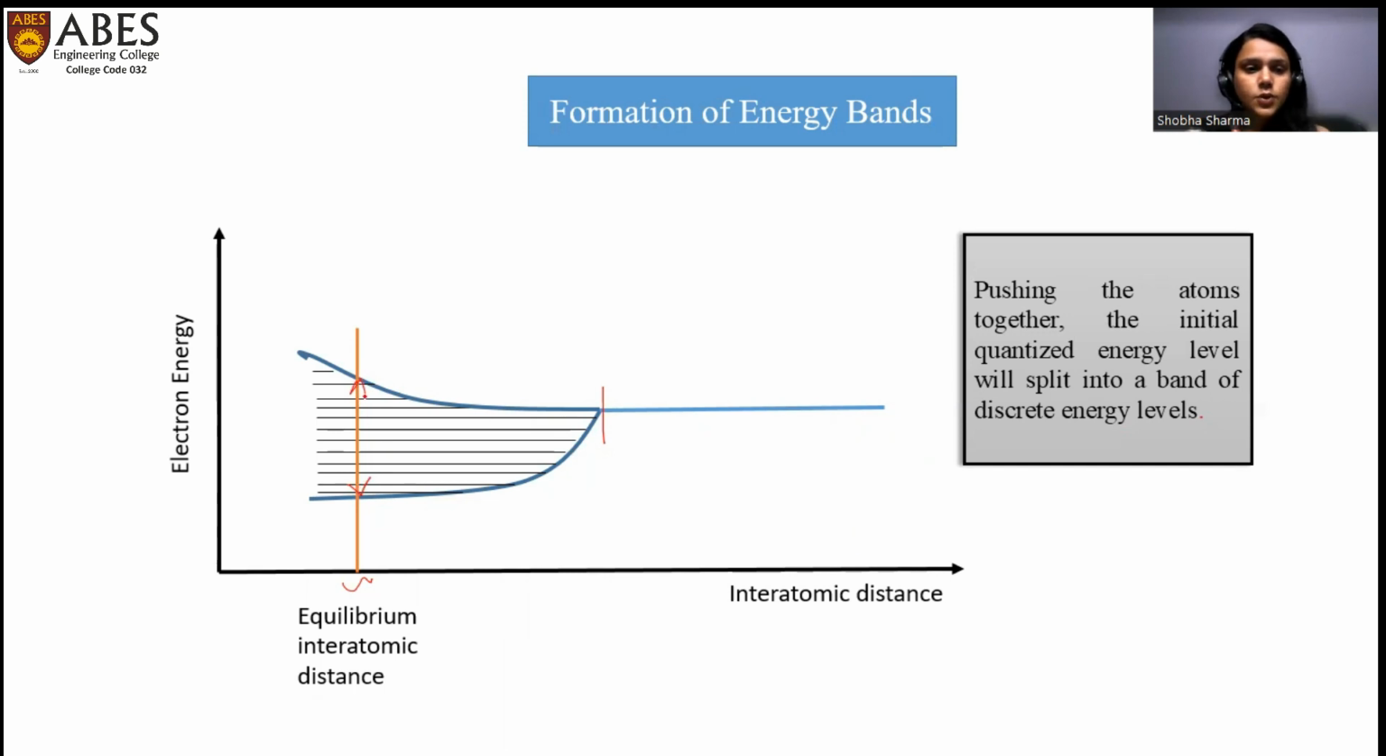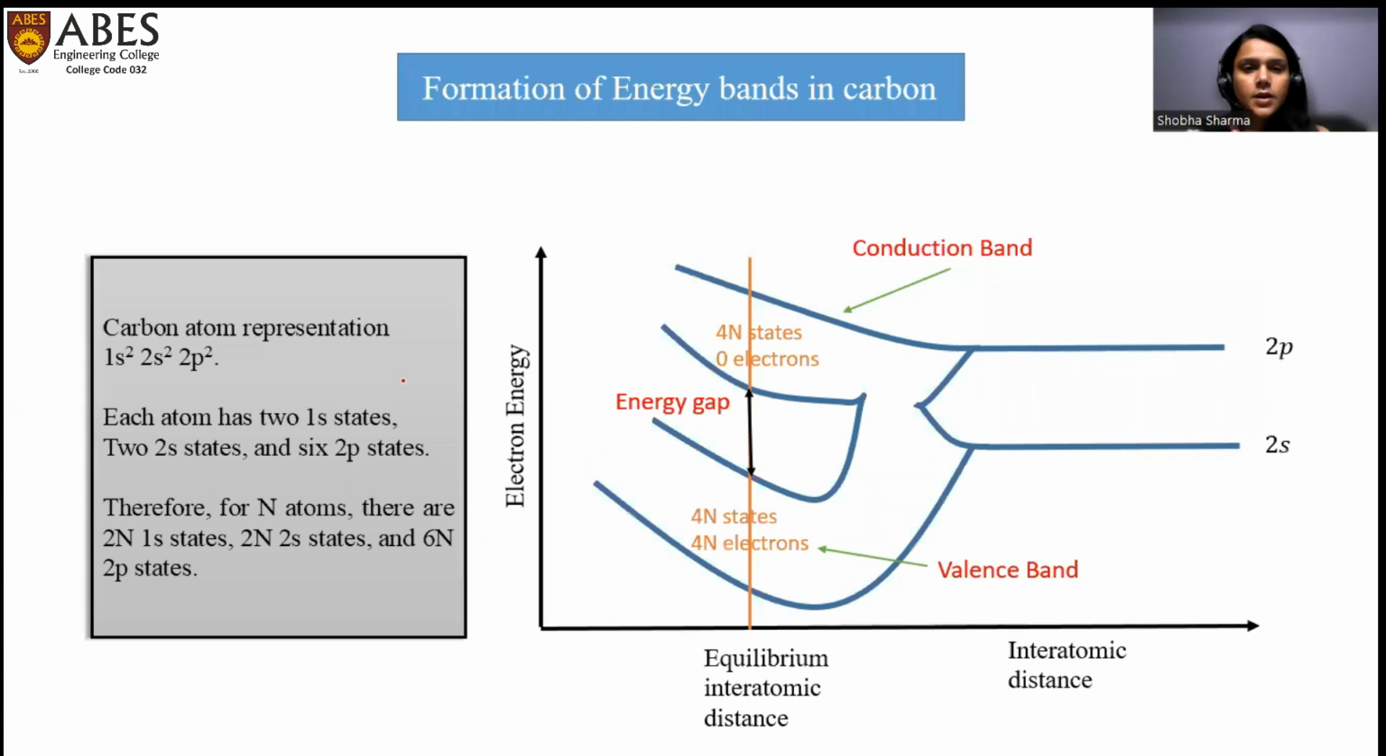So here we have seen that a single energy state, let's say E1, has been split into n number of energy states, which combine to form what is known as an energy band. So let's take an example of an atom, carbon.